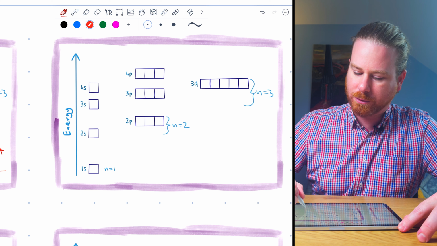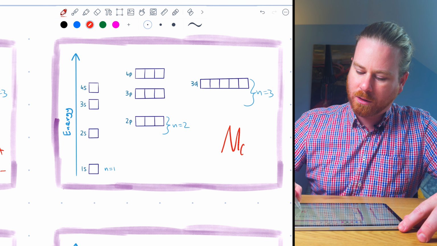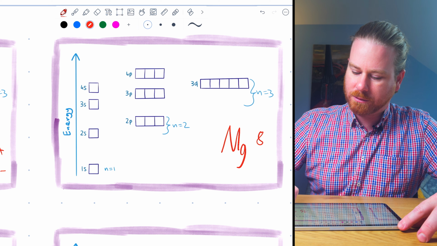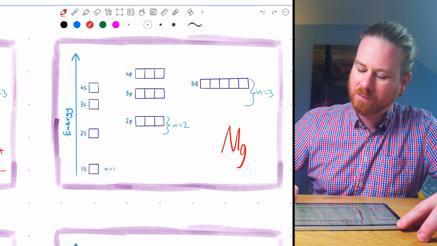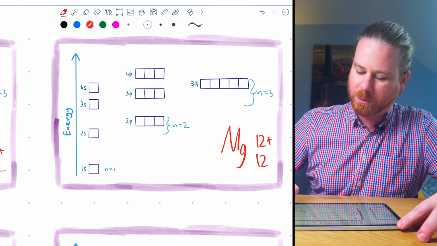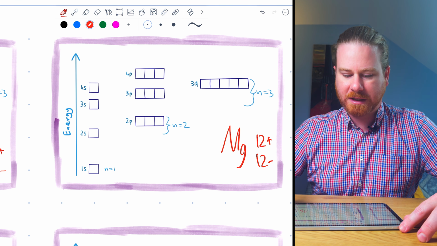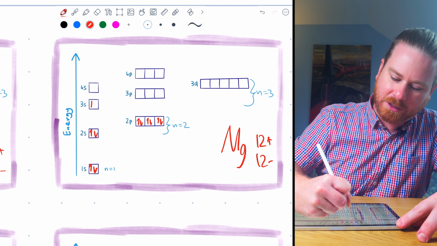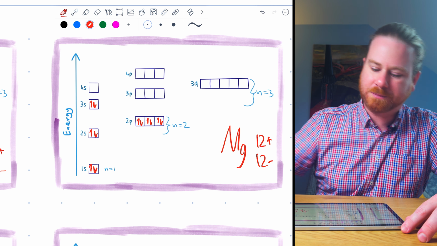Now let's have a look at another example. Let's do magnesium, which has 8. Oh, not 8, that's oxygen. Magnesium has 12 positive protons, so it must have 12 negative electrons. So 1, 2, 3, 4, 5, 6, 7, 8, 9, 10, and then 11, 12. Okay, all hopefully quite straightforward.